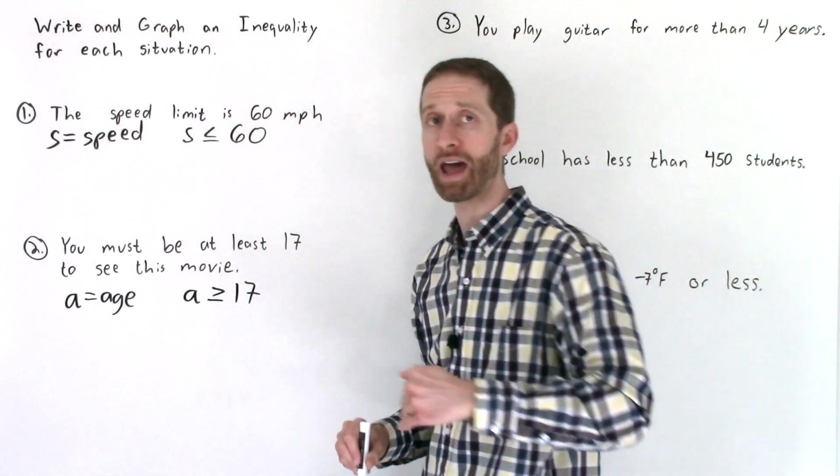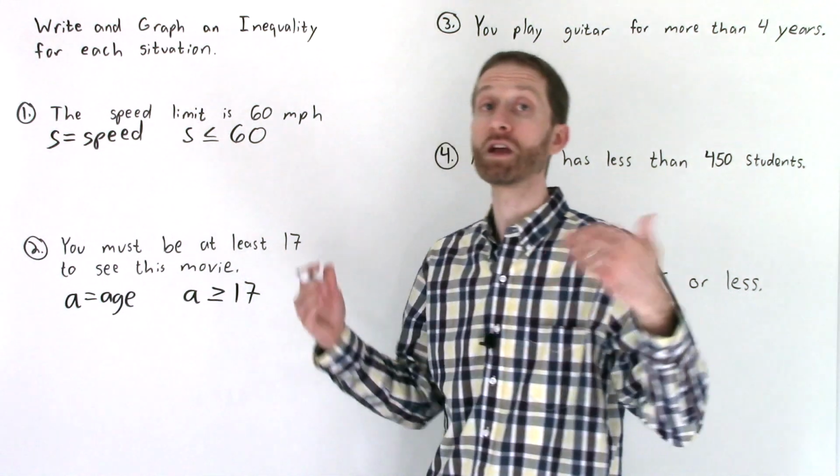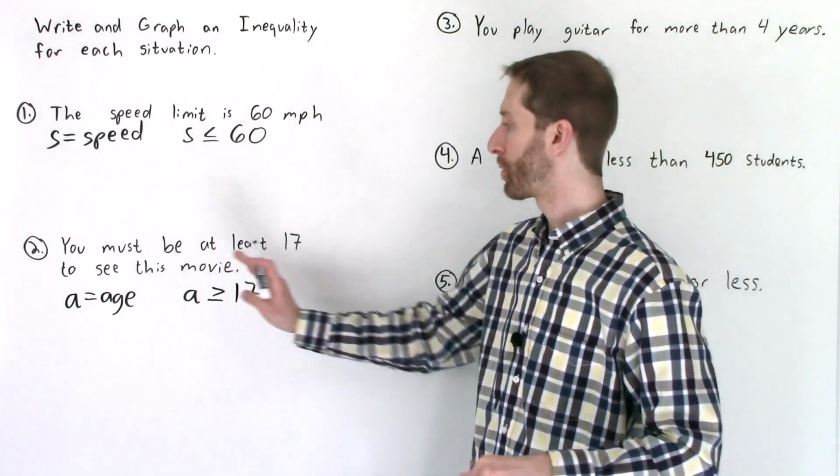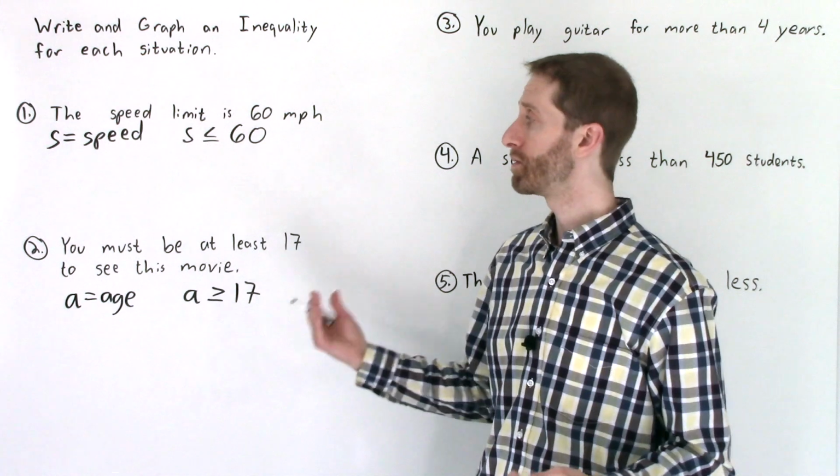So your age could be 17 and a half. It could be 17. It could be 18. It could be 35. It could be 100. And that would all be solutions to that inequality.